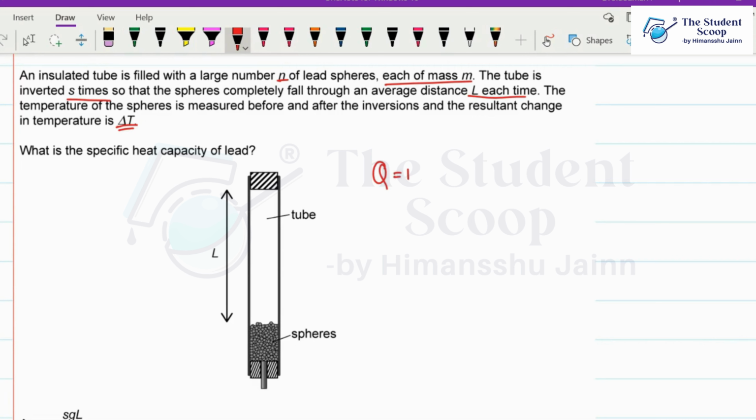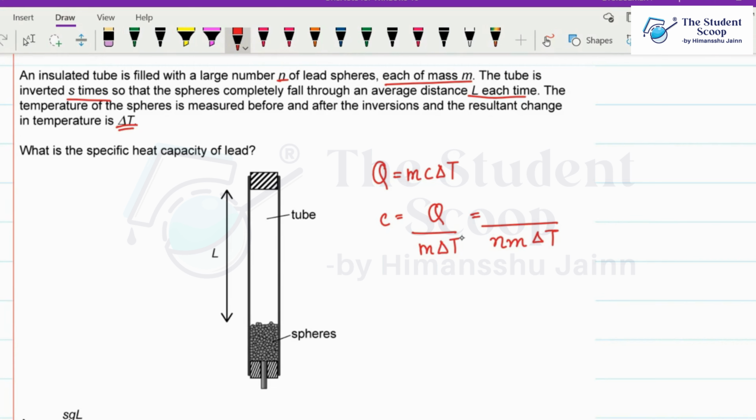Change in temperature and energy is related to this formula. They are asking specific heat capacity, so it will be Q is equal to m c delta T. Now we know the mass of each is m, so I am supposed to take the total mass, so that is n times m times c delta T.